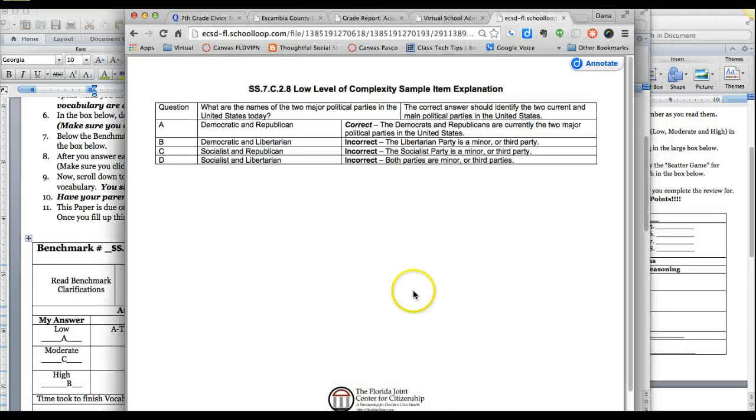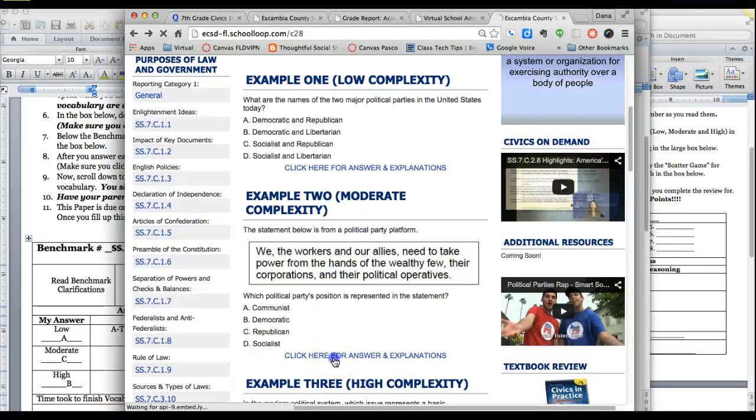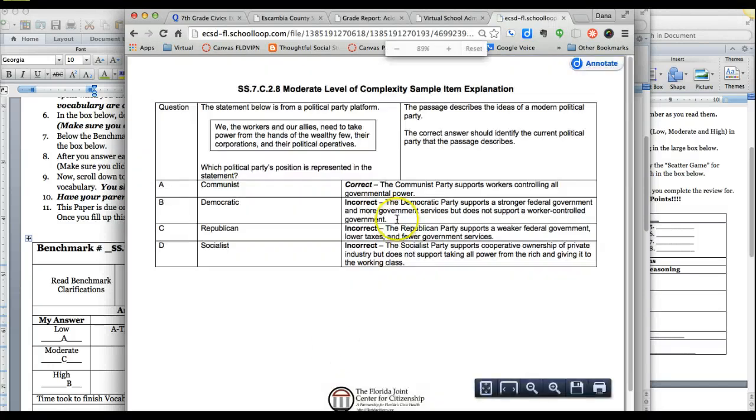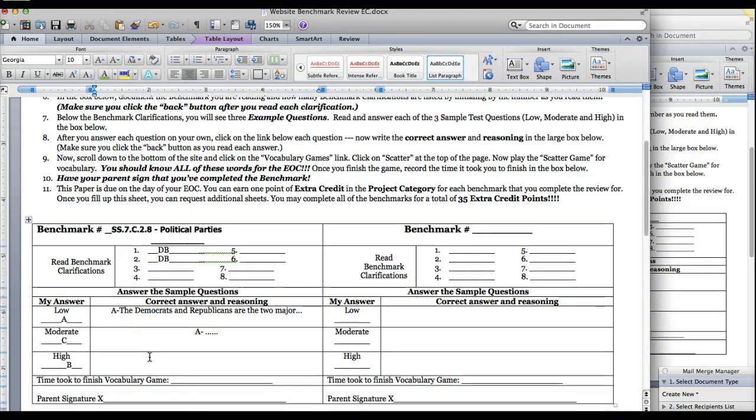So then we hit our back button, okay? Then we go to question 2. We click here for the answer and explanation. For this one, the correct answer is A. It would have been communist, and the reasoning is the Communist Party supports workers controlling all governmental power. So we would put A as the correct answer, and then you would type your reasoning, okay?